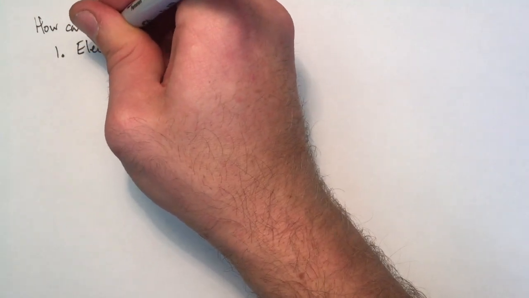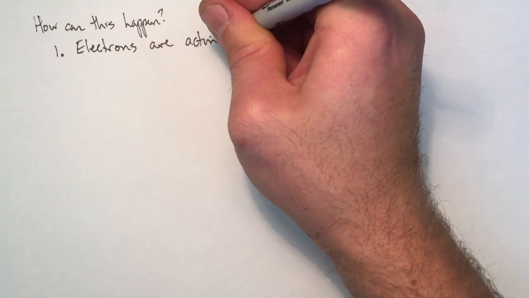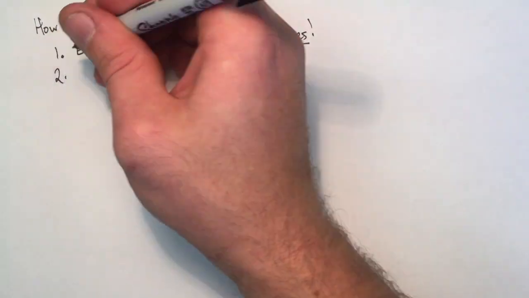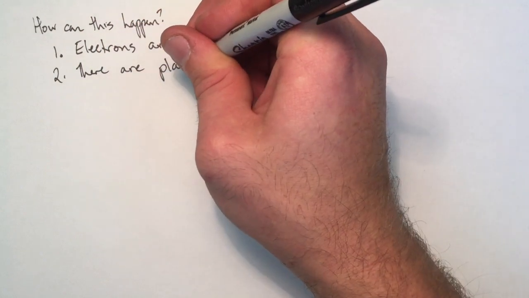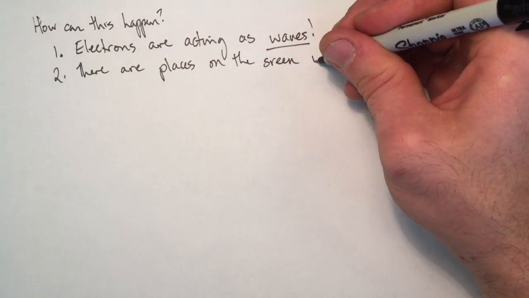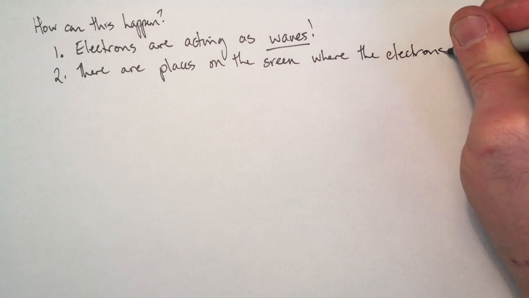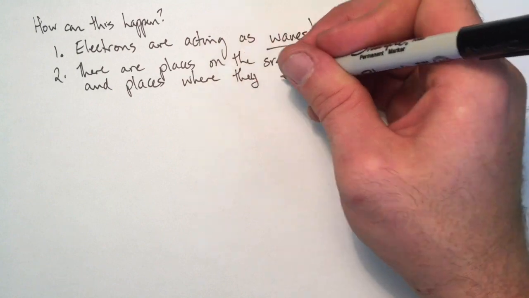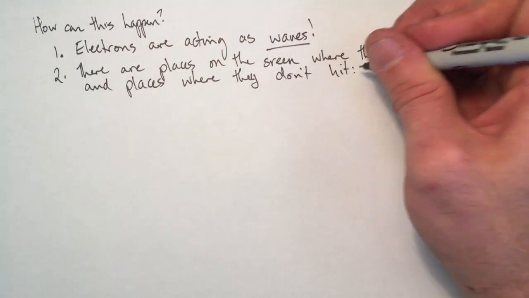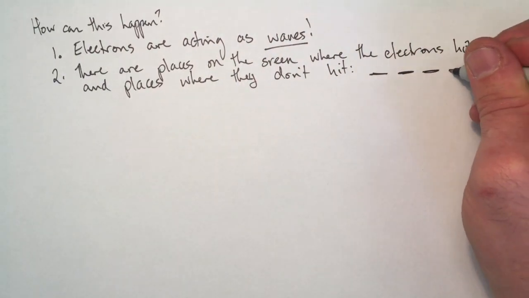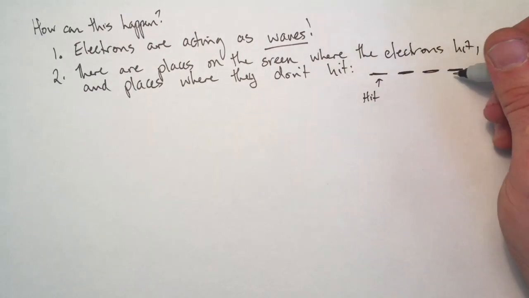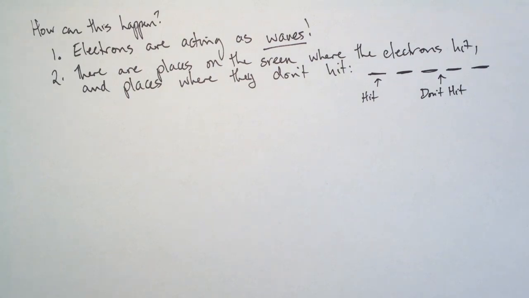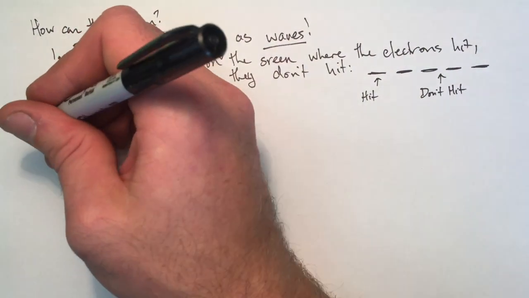So there's two conclusions we can make from this. We know, number one, that electrons are acting as waves. We know this because it produces an interference pattern. And number two, there's places on that screen where the electrons hit and places where they don't. So this gives us a little bit of a probabilistic nature of the electron, where there's chances it's going to land in some places and then 0% chance it's going to land in others. This still confuses scientists today. We don't 100% know exactly what's going on.